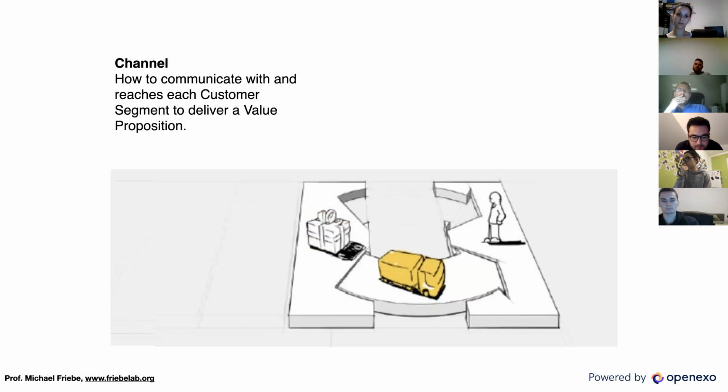Now they do the channels. I don't think the channels are that important at the moment. So the channel would be, how do I actually communicate with the customer? How do I get my value proposition communicated to the customer? So how do I make sure he knows about it? Is it the internet? Is it a mailing action? Do I need to set up a booth somewhere at a conference? Do I ring doorbells? What do I need to do to actually communicate that?